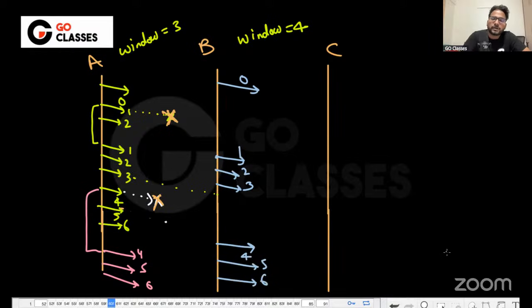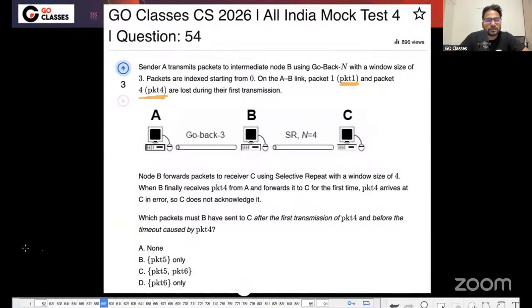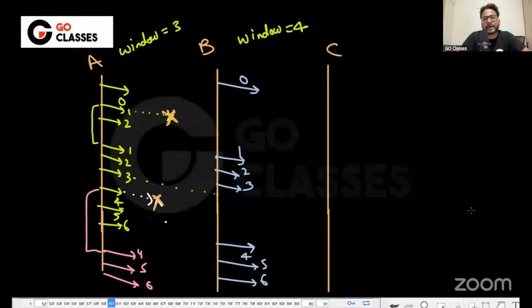But at side B there is also something interesting happening. They are saying that whenever B finally receives packet 4 from A, it forwards it to C for the first time, and packet 4 arrives at C in error, so C does not acknowledge it. You can assume packet 4 is lost, or basically C does not acknowledge it. But packets 5 and 6 are received. Is this fine to everyone?